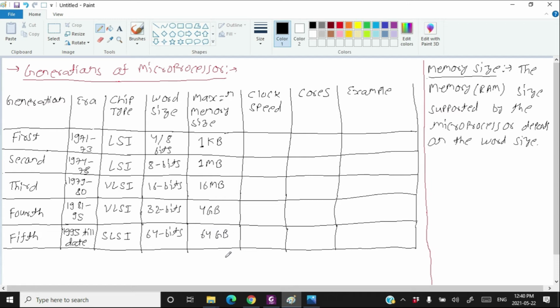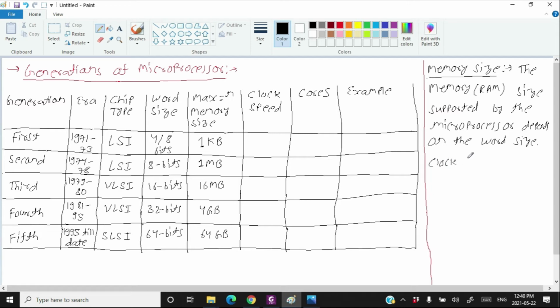However, you can have more memory in the fifth generation. Okay, you can have 128 GB of RAM in the fifth generation microprocessors, but normally we have 64 GB of memory supported by all the fifth generation microprocessors. And when I'm saying memory, I'm saying RAM. After that, we have clock speed.